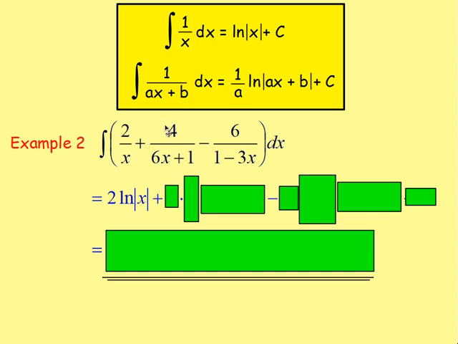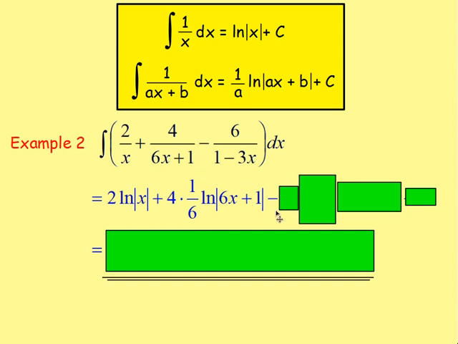The 4 will just stay as 4. That is not changing. If you put that to the side, that could be 4 times 1 over 6x plus 1. So 4 stays, and 1 over 6x plus 1 goes to ln 6x plus 1. But what do you need? Yes, you need to divide by the derivative of the denominator. So if you differentiate 6x plus 1, you get 6. So you're dividing by 6, or multiplying by 1/6.